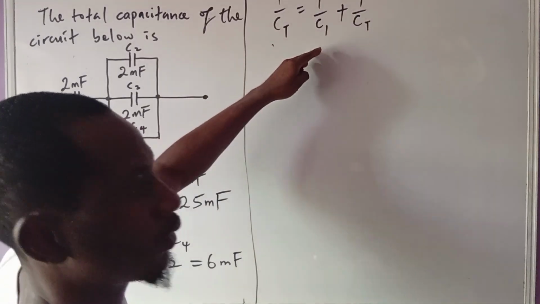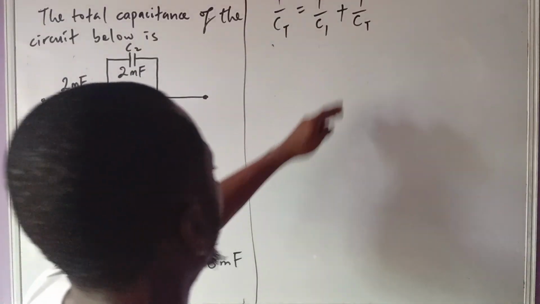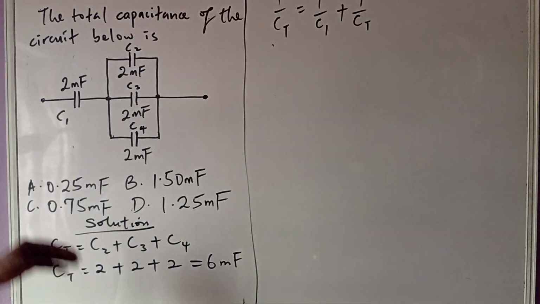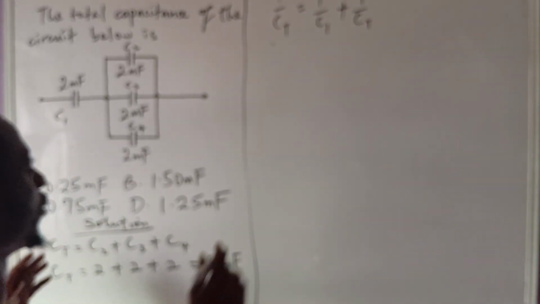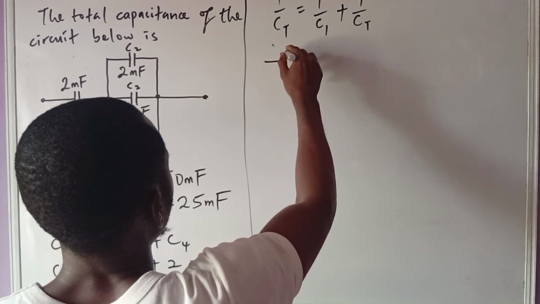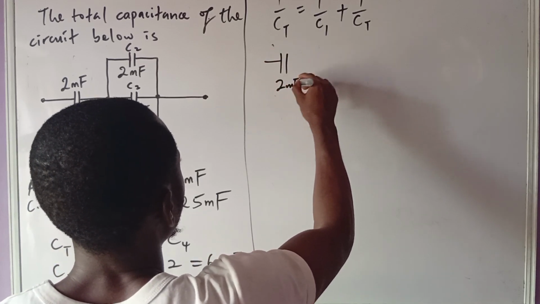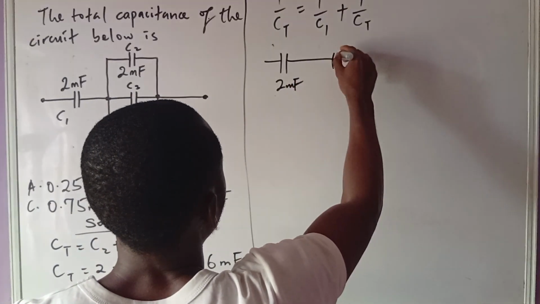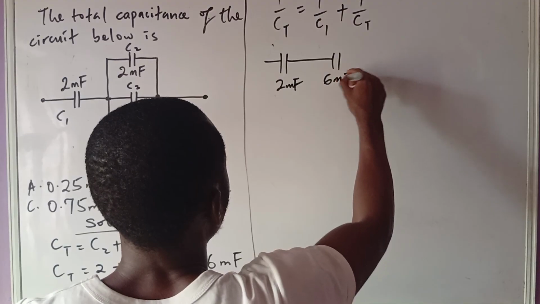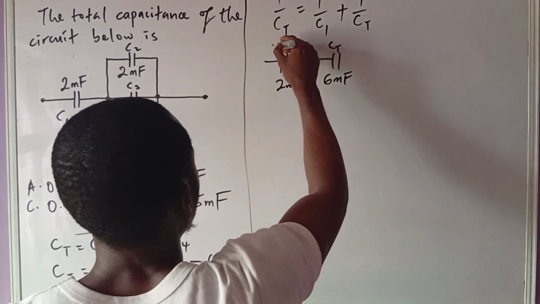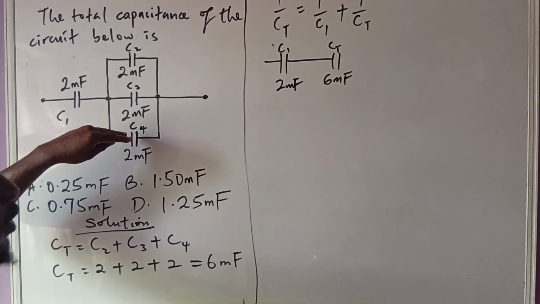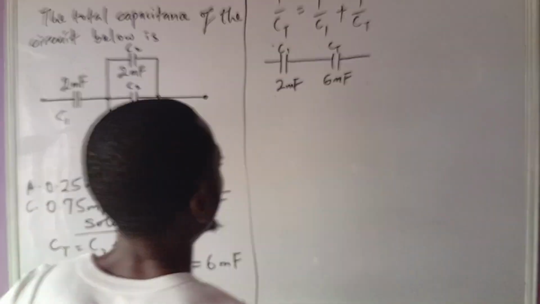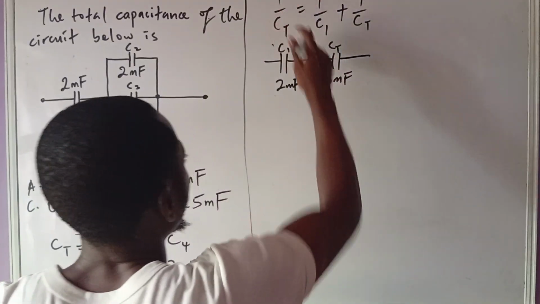To find the resultant capacitance of capacitors arranged in series, we are going to use this formula, and let me just bring a circuit diagram of what I'm saying. So we have this now: 2 millifarad connected in series with 6 millifarad. This is the C1 and this is the resultant of these 3 connected in parallel. So at this point we cannot find the resultant of this using the parallel formula.